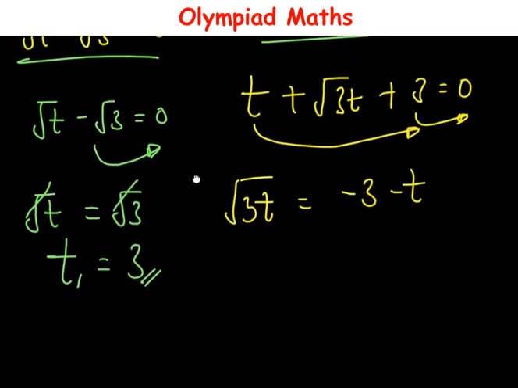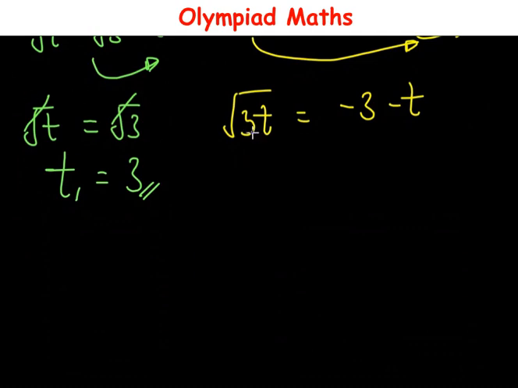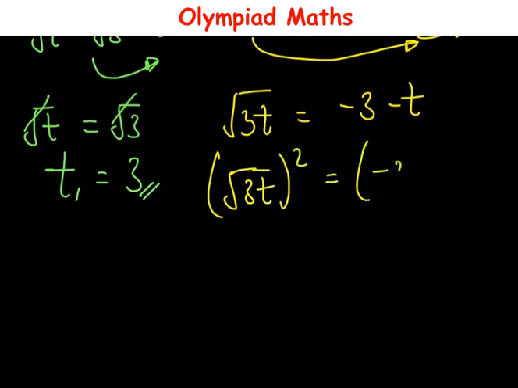So with this, the next thing is to eliminate the square root from here, and to do so, we have to square both sides of the equation. So in bracket, square root 3t all squared is equal to, in bracket, minus 3 minus t all squared. From here, square cancels square root.